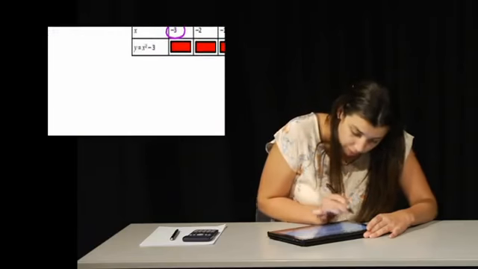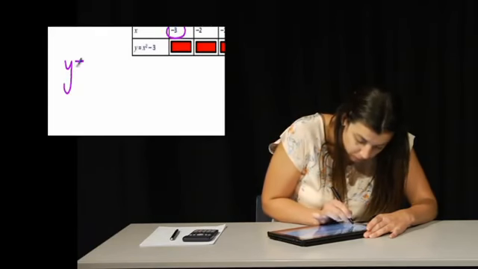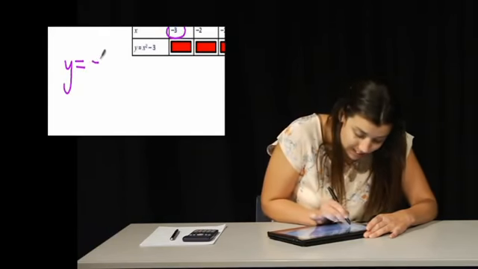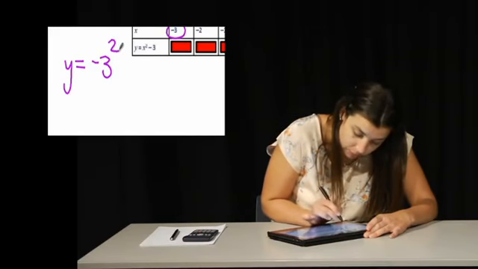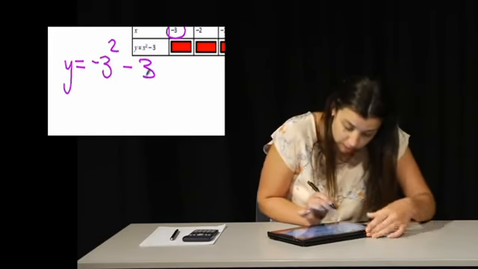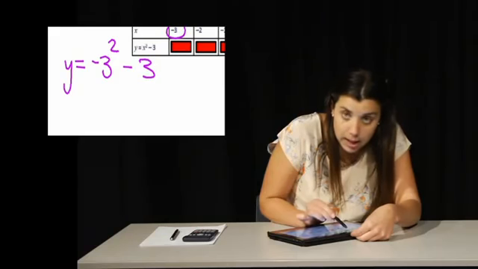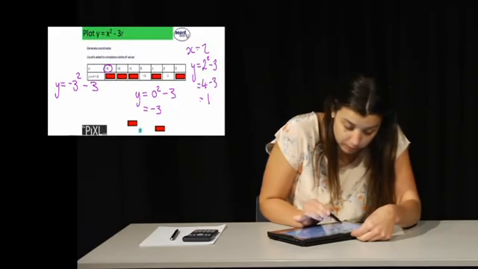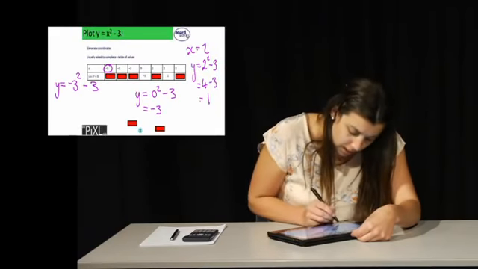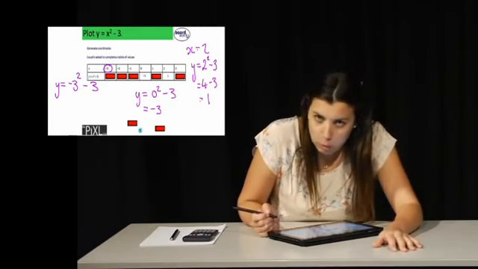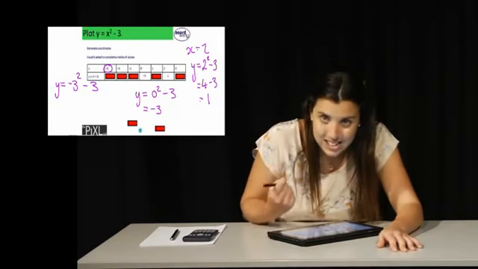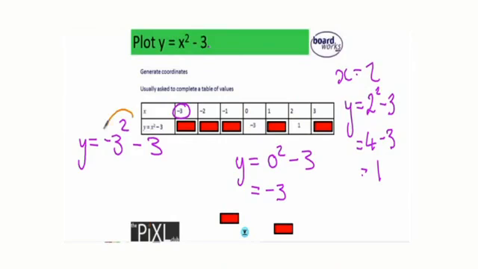Let's do minus 3. So we have y equals minus 3 squared, that's negative 3 squared, take away 3. Looking back at your equation, x squared, negative 3. Let's deal with our negatives first. It's a bit like BIDMAS or BODMAS. Brackets, indices. That's what we've got here. So that's the bit we're going to do first before our subtraction.